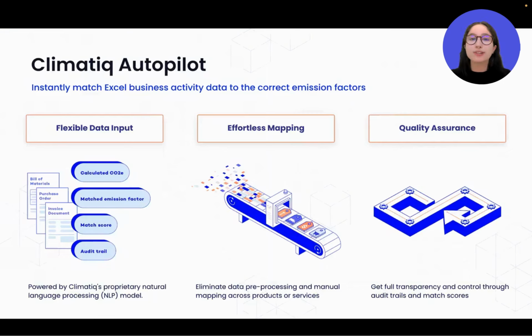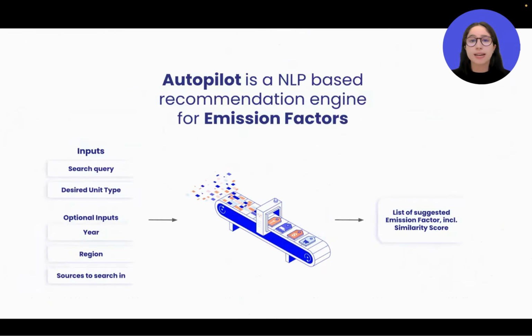That's why we built a solution to directly address the problem of emission factor mapping. Our machine learning model, the Autopilot, handles the heavy lifting for you. It automatically transforms free text input into fitting emission factors across scopes 1, 2, and 3 for quick and easy data mapping and emission calculations. With just a few inputs within Excel, like a product or activity description, and an optional set of filters to narrow down your results, you'll get a list of suitable emission factors.